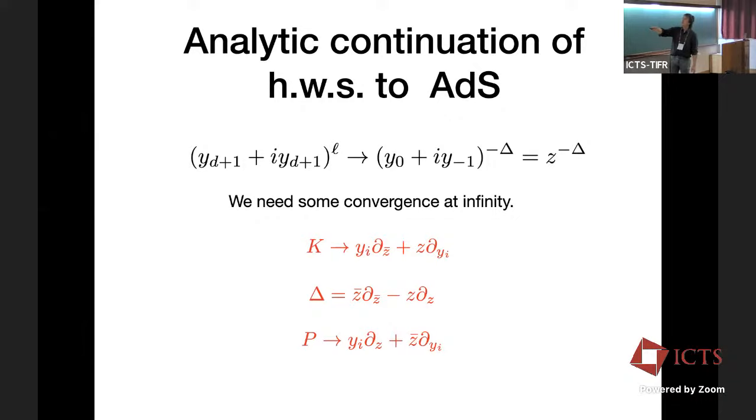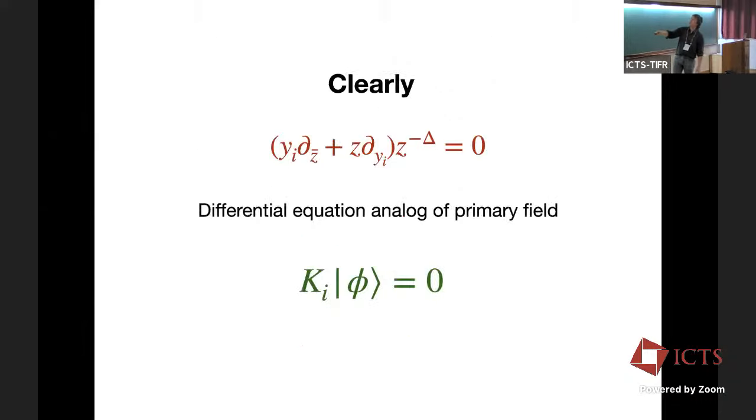It has a fixed weight, and then I have K, and you can check quickly that K acting on this object is 0, because z doesn't depend on the y's, and z doesn't depend on z bar, so both of these terms kill it. Therefore K acting on the object is 0. This is the differential equation analog of the primary field, that K acting on phi is equal to 0. So all I've done so far is show you that after a clever trick, I managed to build a highest weight state, well, it's the lowest weight state in the sense of the algebras, but it's what's called a primary operator in the sense of representations of the conformal group.